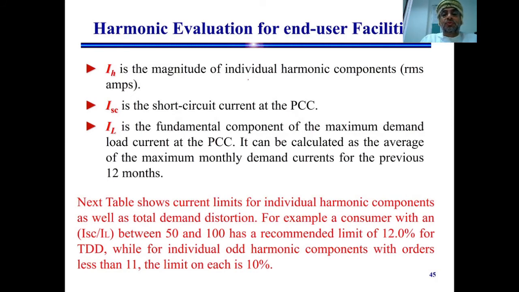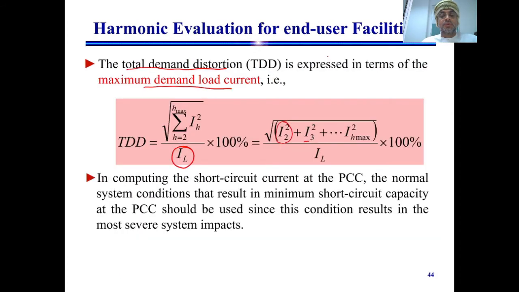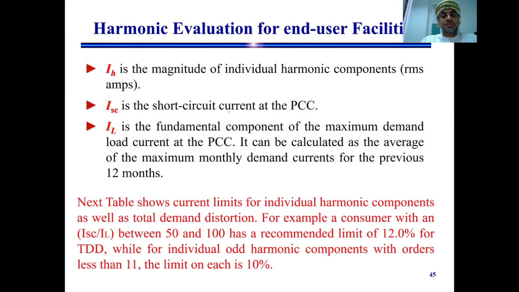Those are the information that will be required. We need the magnitude of the individual harmonic component because of the equation again. We need to find the short circuit current at the point of common coupling, and that one is supposed to be given to us because it will depend on the system. Then IL will be the fundamental component of the maximum current at the point of common coupling. It can be calculated based on the average of the maximum monthly demand current in the system for the previous 12 months, and that is supposed to be given to us by the utility company.